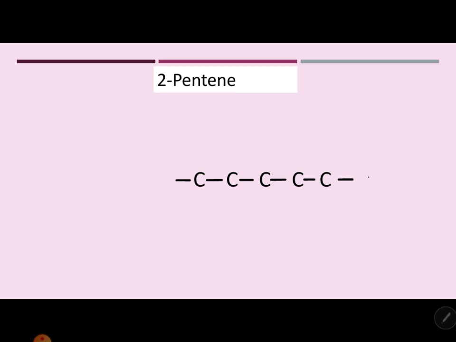Number each carbon from 1 to 5. As the name indicates, the double bond is present at carbon number 2. So place a double bond with the carbon which is labeled as 2.